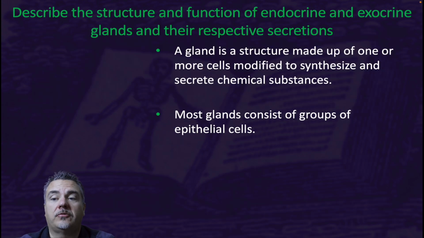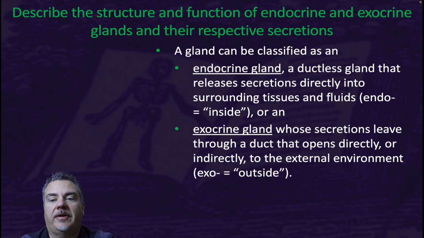A gland is a structure made up of one or more cells modified to synthesize and secrete chemical substances. Most glands consist of groups of epithelial cells. A gland can be classified as an endocrine gland, a ductless gland that releases secretions directly into surrounding tissues and fluids, or an exocrine gland whose secretions lead through a duct that opens directly or indirectly to the external environment.